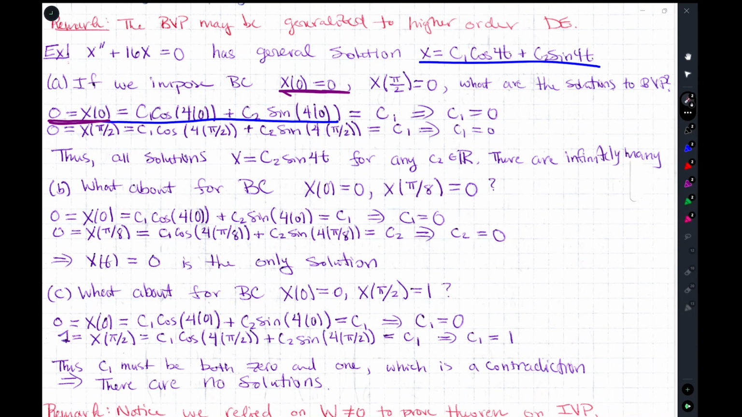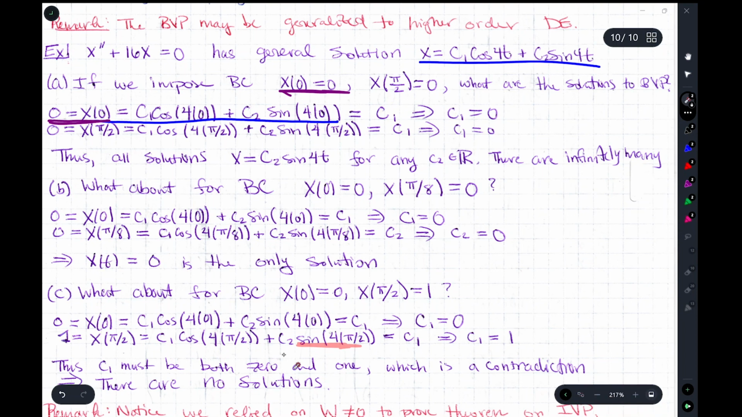What about C? Well, here we have x of 0 equals 0. Again, that's going to give us C1 equals 0. But x of pi over 2 equals 1. And when we try to impose that, notice what that's telling us, okay? So cosine of 4 pi over 2, that's cosine of 2 pi, and so that's 1, okay?